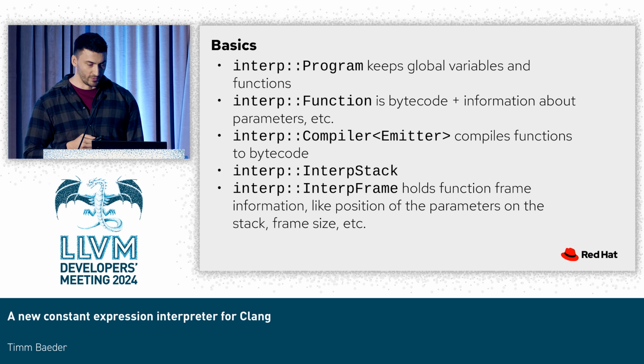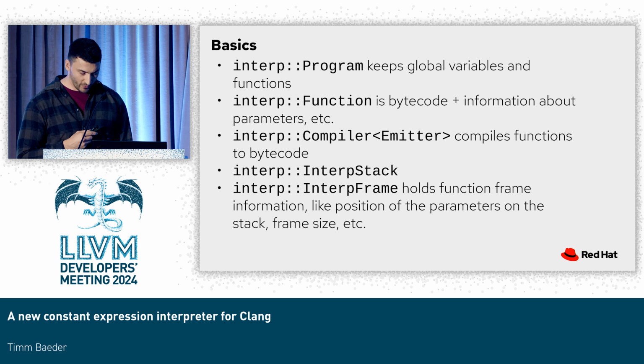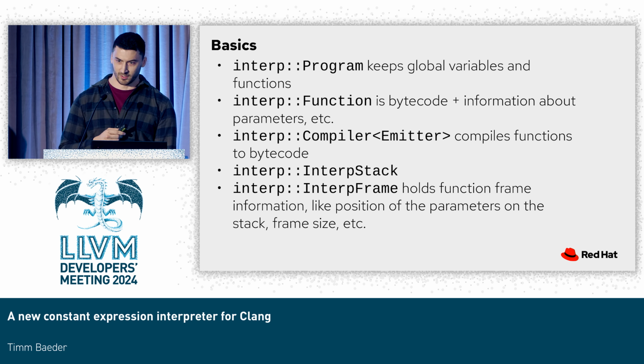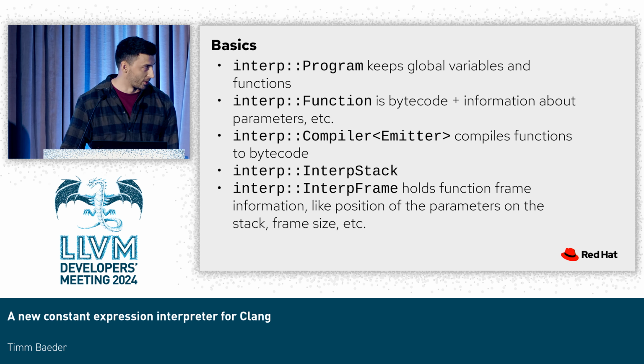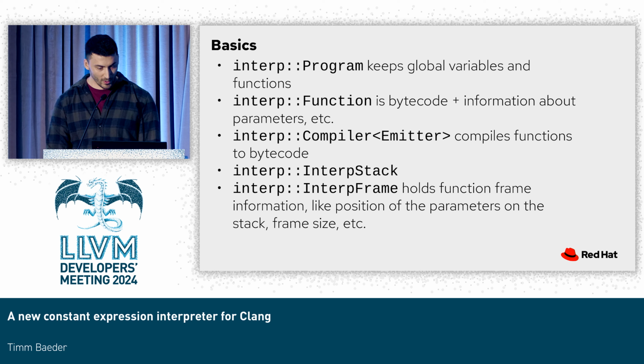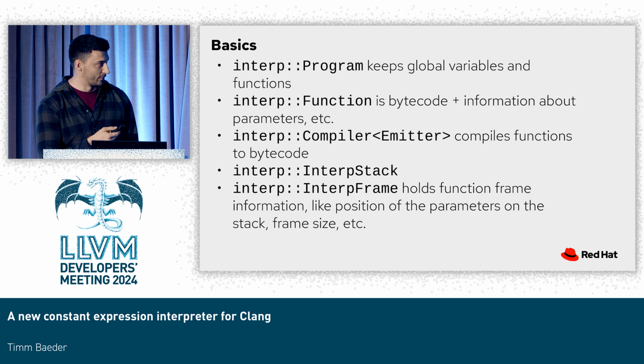I already mentioned the program. The function is basically what you expect it to be. It's the compiled bytecode and a bunch more information about the function. We have a class called Compiler. So your compiler now has a compiler, and that is what compiles functions to bytecode, depending on the emitter, of course. We have a bytecode emitter that actually generates bytecode and an eval emitter that, instead of doing that, immediately evaluates the instructions we emit.